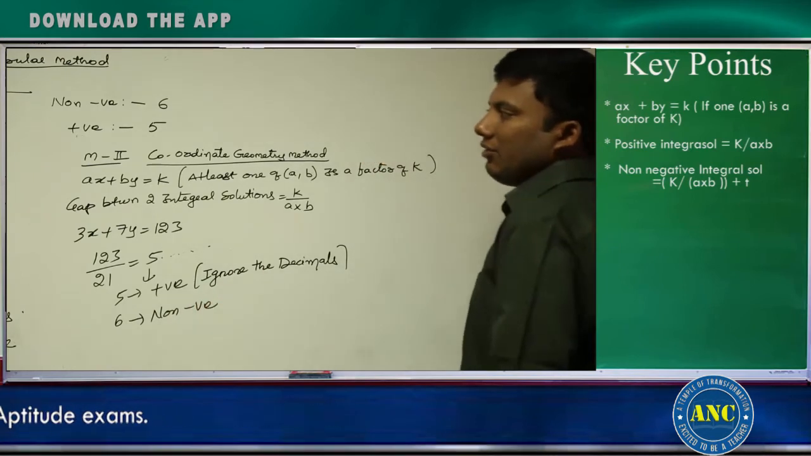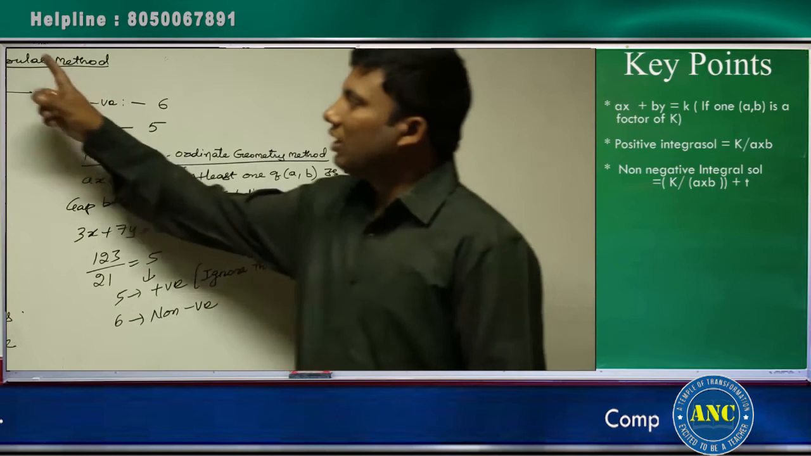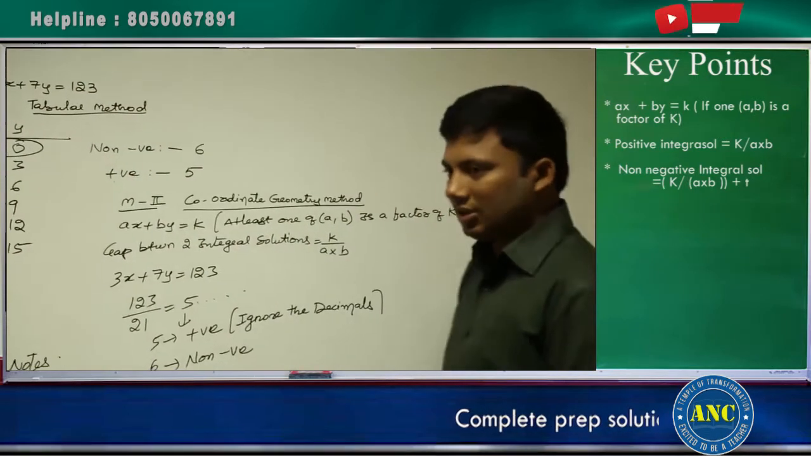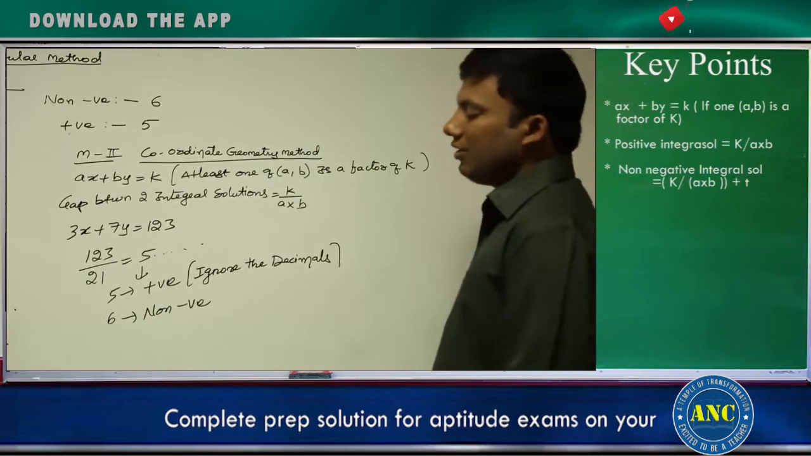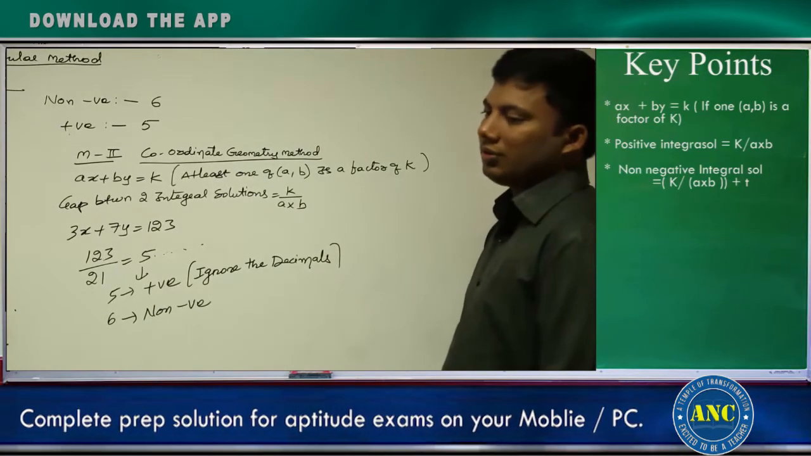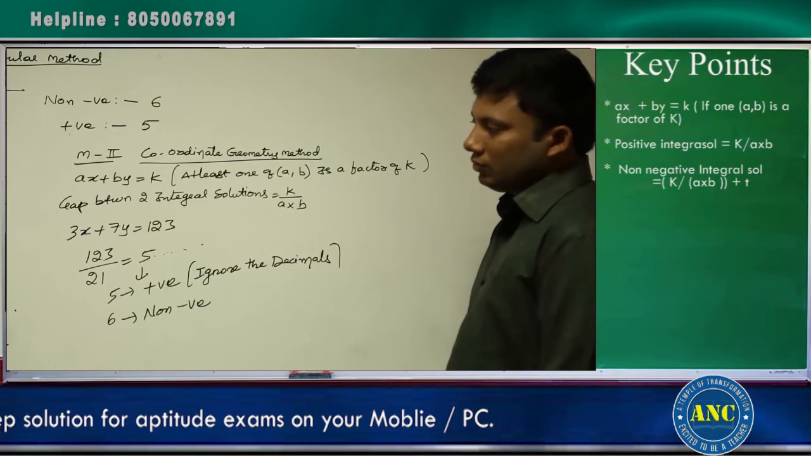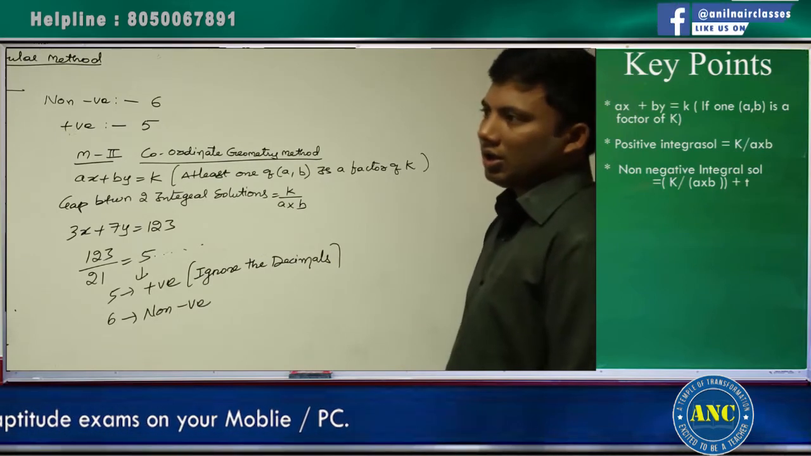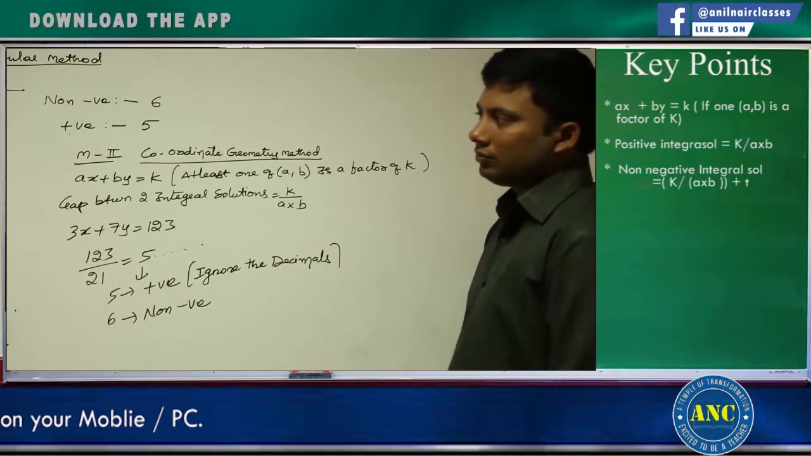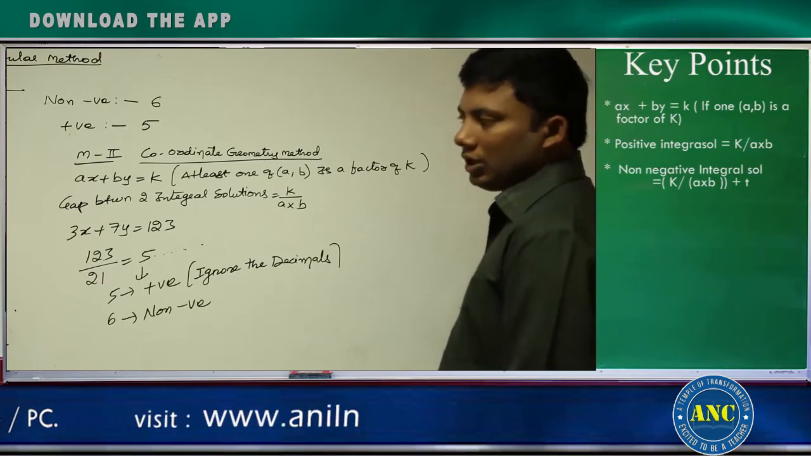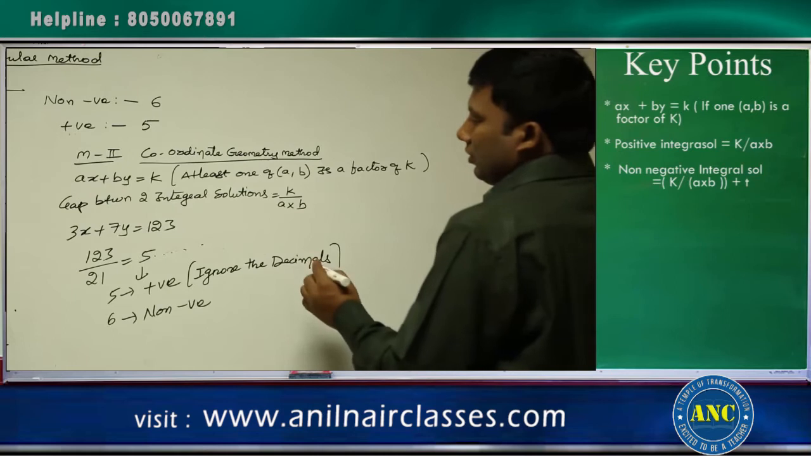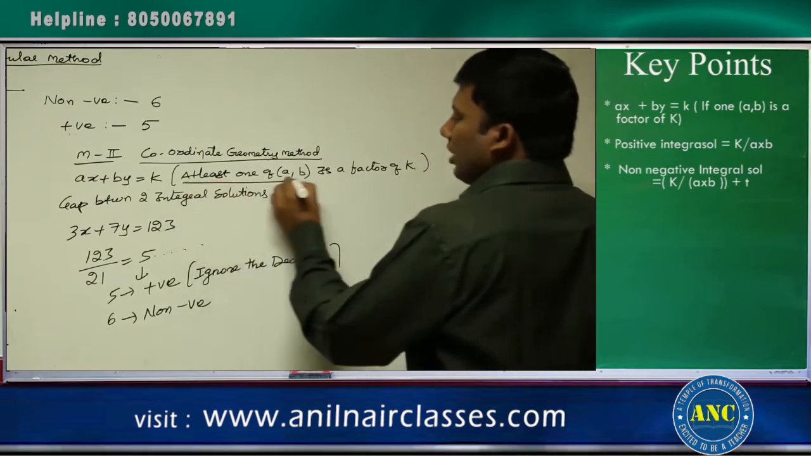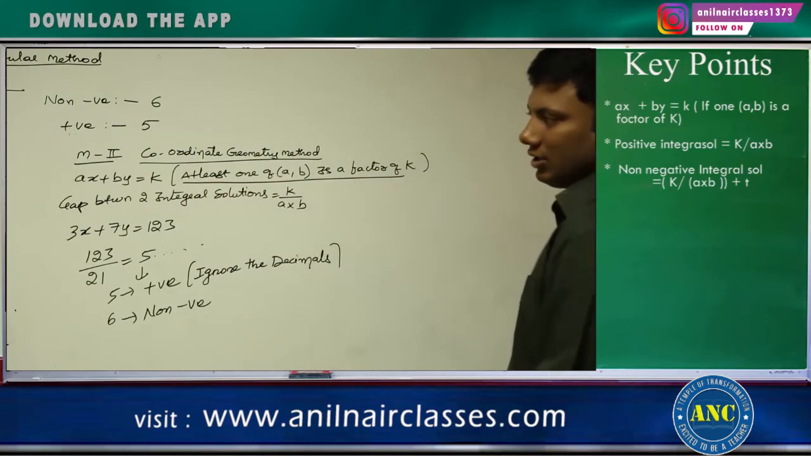Why will there be a difference of 1? Because only one of the coefficients is a factor of the constant. So 5 will be positive, 6 will be non-negative. Clear? So this idea will work: at least one of a comma b is a factor of the constant.